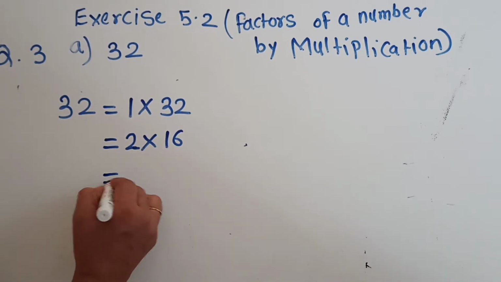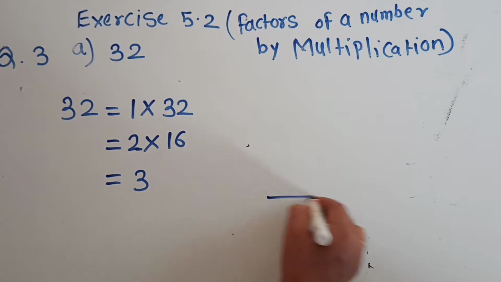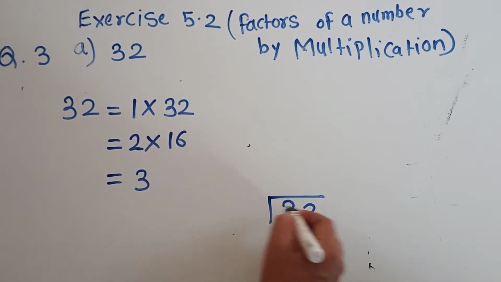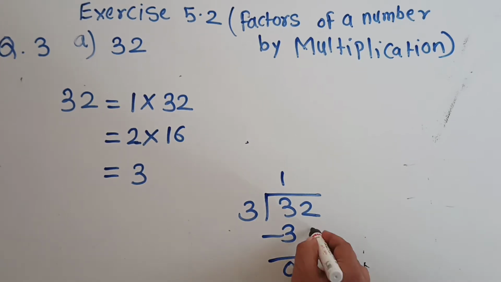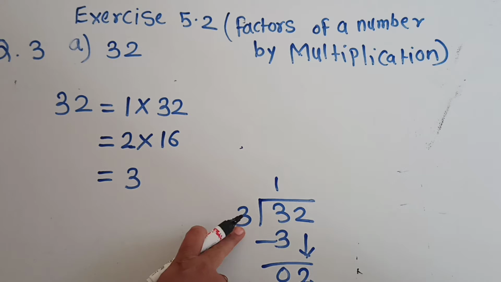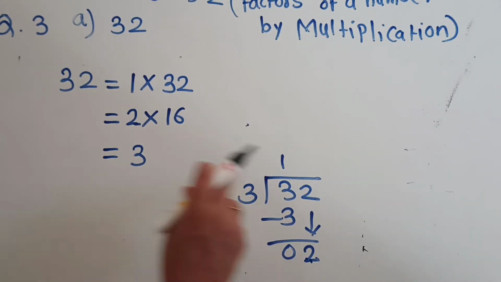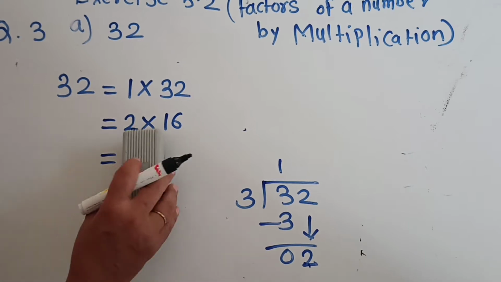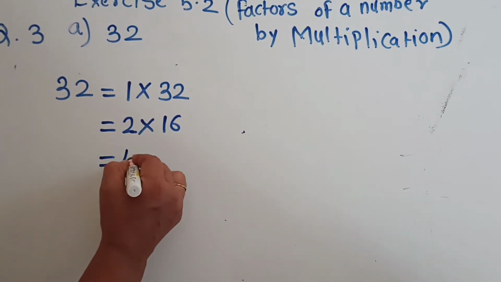Now 3. See here, 3 means 32 divided by 3. 3 ones are 3. 3 minus 3, 0. If we take down these 2, there is no 2 in 3's table. So here remainder 2 means 3 is not a factor of 32. Okay. Now after 3, 4.